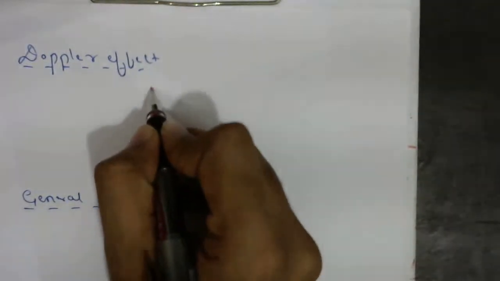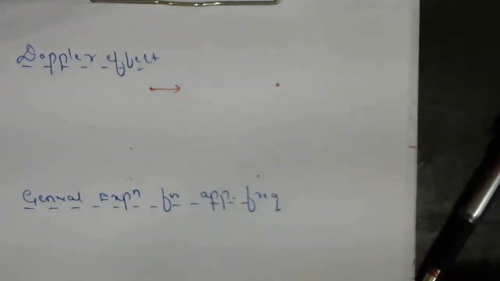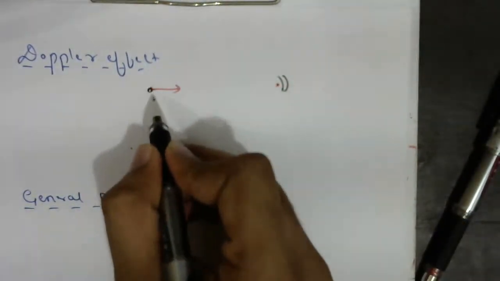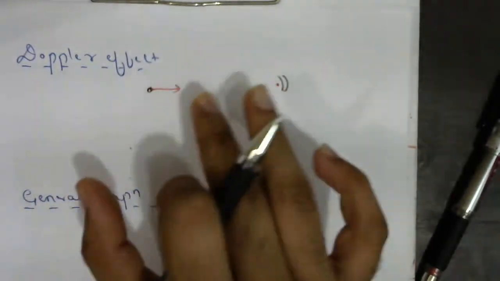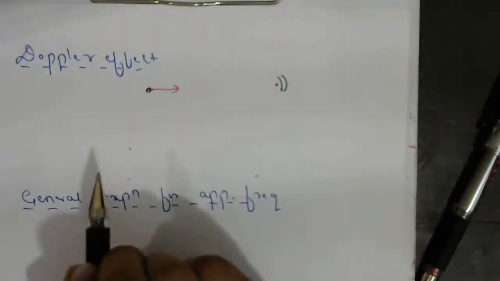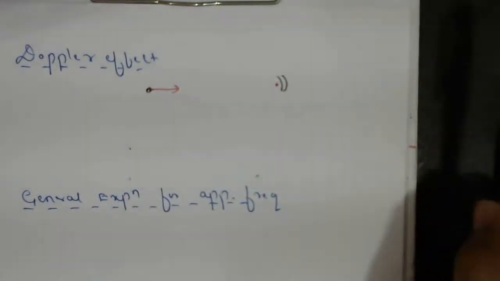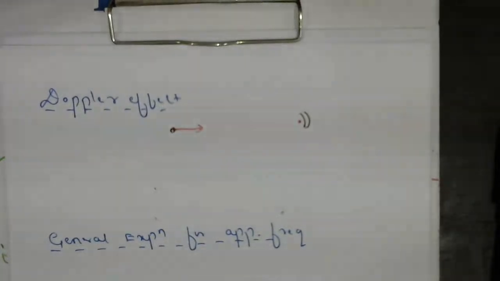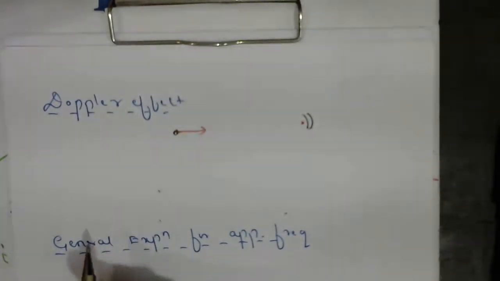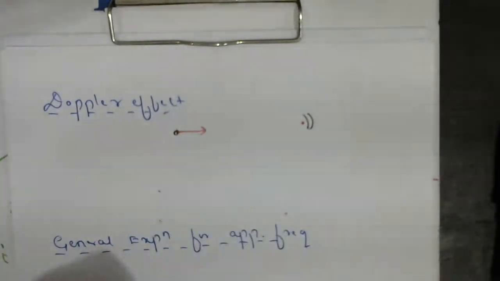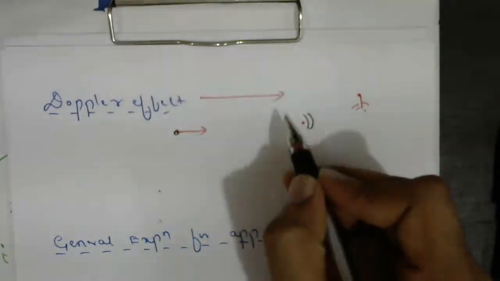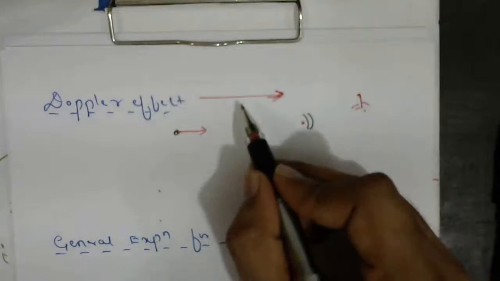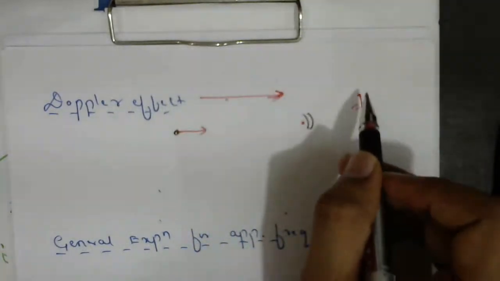The Doppler effect. If one person is moving towards the source of sound, then the frequency of sound, what happens here? Increases. There is a change in frequency whenever there is motion between observer and source. That apparent change in frequency is called the Doppler effect. For example, a train is moving in this direction and you are standing at this point. When the train is moving towards you, the frequency increases.